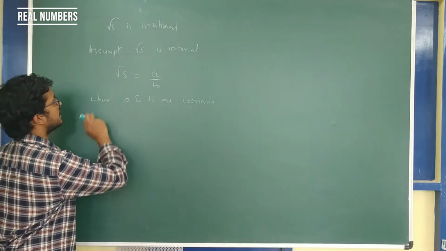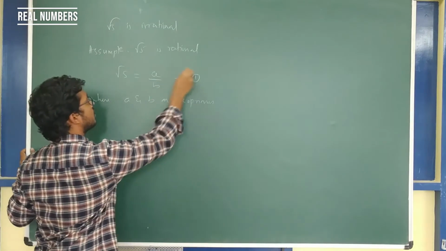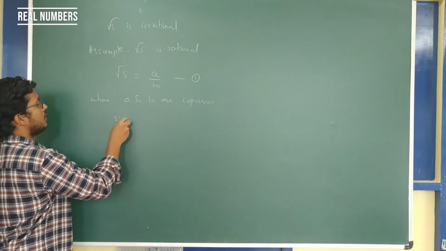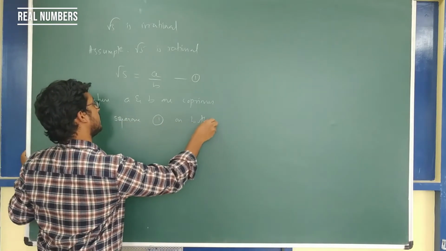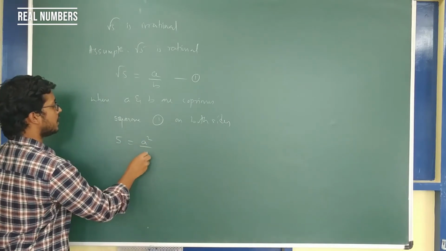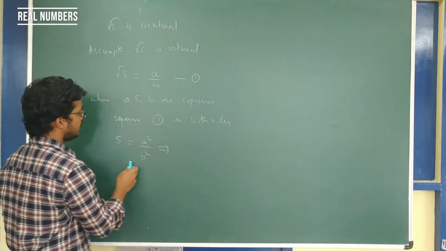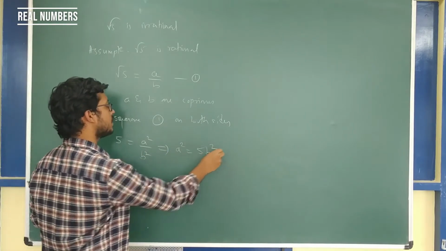Let's see this one. So let's simplify. Square root 5 whole square. Square both the sides. Let's call it 1. So square 1 on both the sides. Then we get 5 is equal to a square by b square. So this implies we'll get this b square this side. So it becomes a square is equal to 5 times b square.